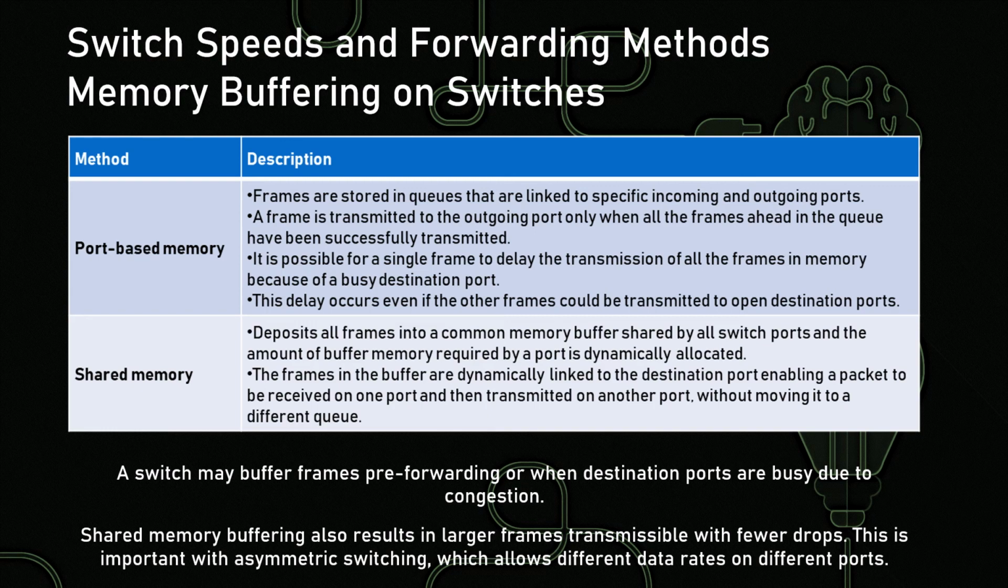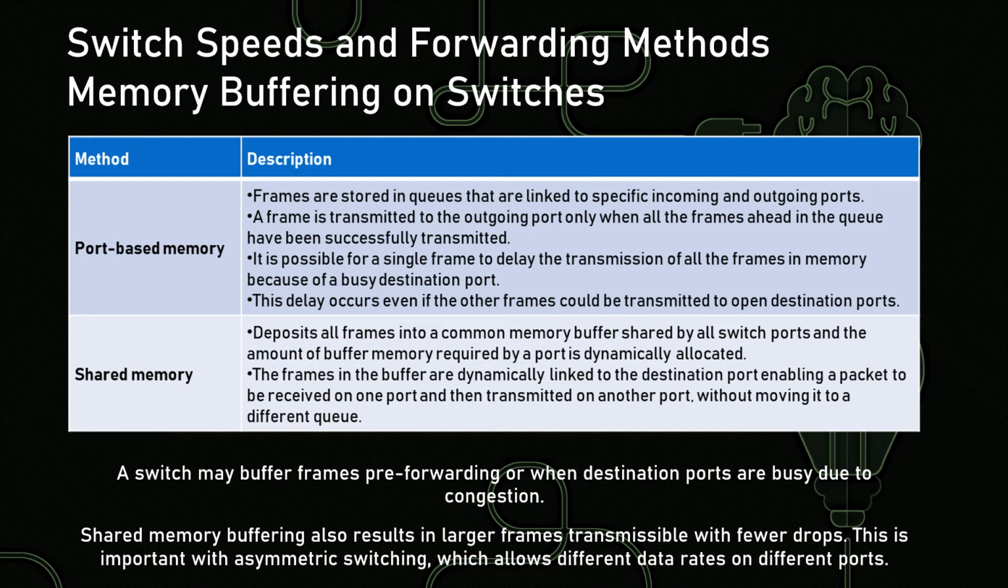We take all of our frames and dump them into a common memory buffer, and then the amount of buffer memory required by a port is dynamically allocated. So if one particular port requires a substantially larger amount of memory, we can still keep a minimum amount on the other ports and allow traffic to continue flowing. Basically we can dynamically link the buffer frames to transmit things from one port to another without having to move them to a different queue.